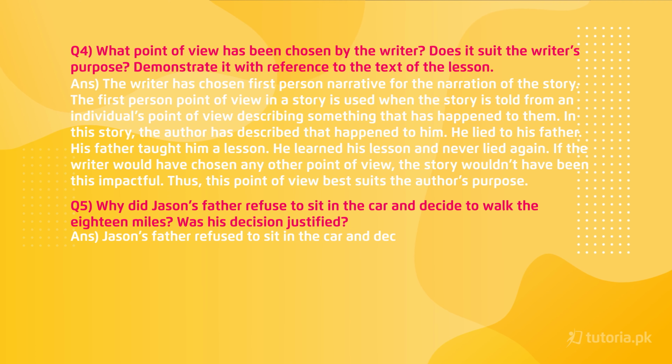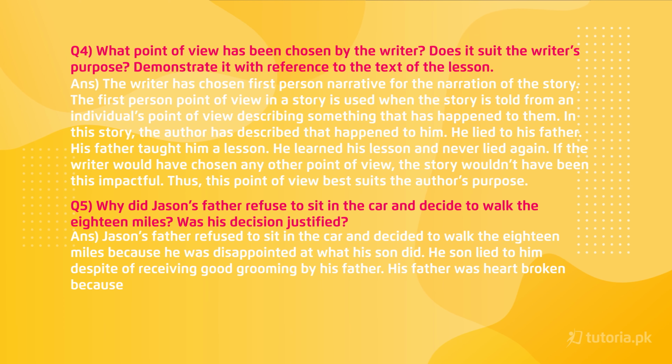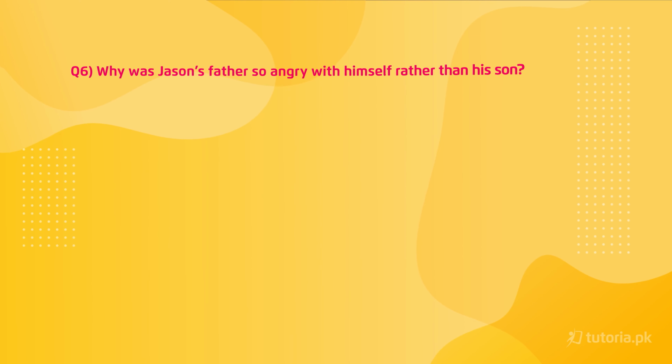Answer. Jason's father refused to sit in the car and decided to walk the 18 miles because he was disappointed at what his son did. His son lied to him despite receiving good grooming from his father. His father was heartbroken because he thought he lacked somewhere in teaching morals to his son. Moreover, to teach his son a lesson, he decided to walk the 18 miles, which was justified. Sixth question. Why was Jason's father so angry with himself rather than his son?